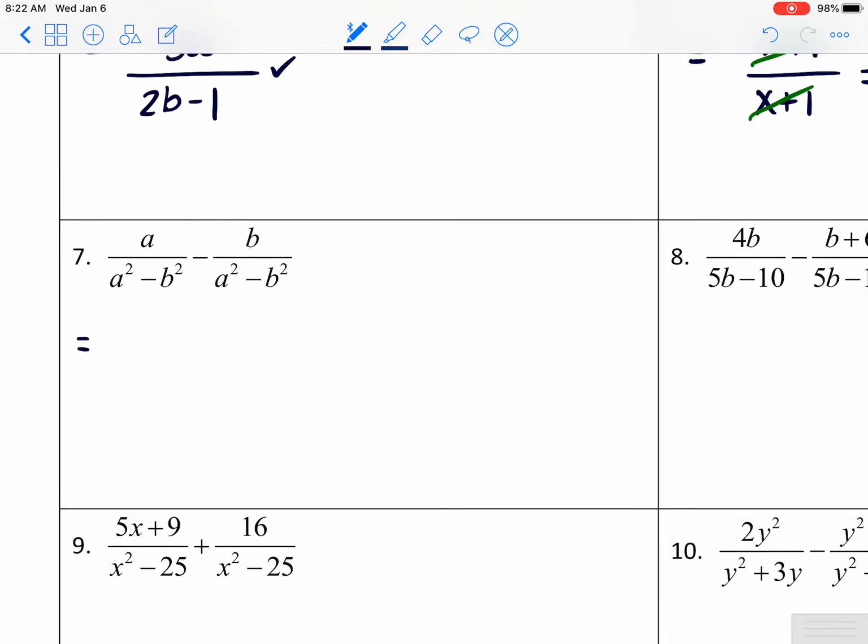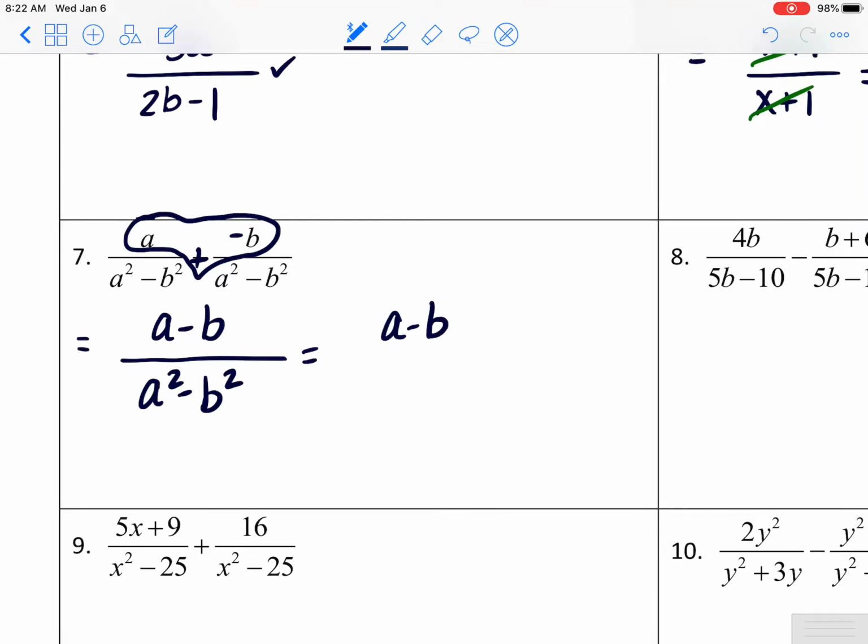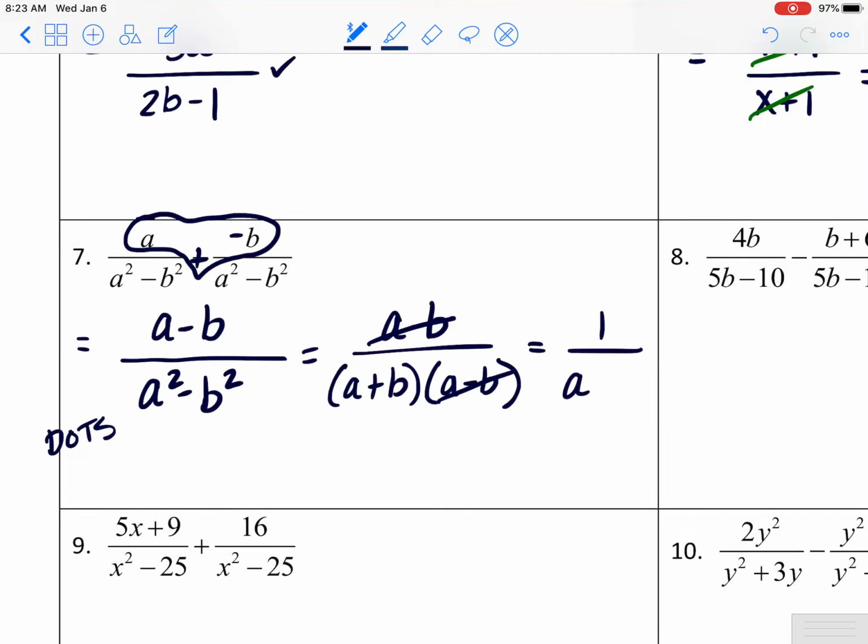All right, number 7. So my common denominator. Now the top. So you can change this, so I have a minus b on the top. Now that denominator I can factor. So I still have a minus b on the top, and I have a plus b and a minus b. Difference of two squares for this one. So I can cancel that top with that bottom. So I am left with 1 over a plus b.